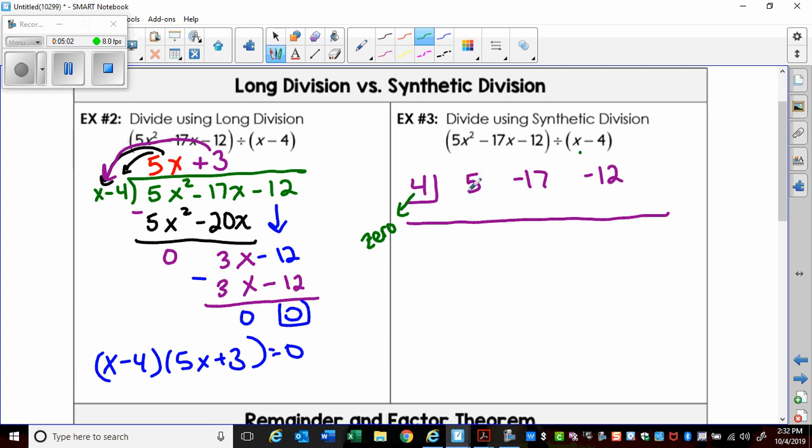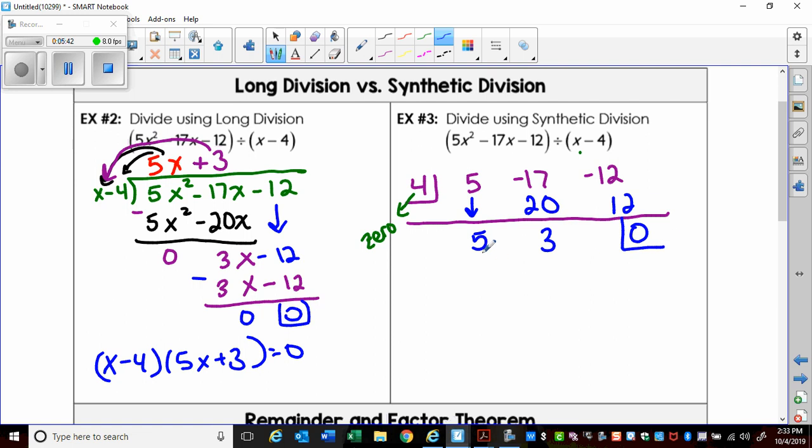Now we leave some space down here, but then we write in just the coefficients. I have a 5, I have a negative 17, and a negative 12. I'm going to try that using synthetic division. What we do always is we bring down the first number. This is going to be brought down, and then we just multiply. 5 times 4 is 20, and then we just add. Since we're changing the sign, we don't have to subtract again. That's why we're changing the sign, so that we can just add. Negative 17 plus 20 is 3. 3 times 4 is 12, and negative 12 plus 12 is 0.